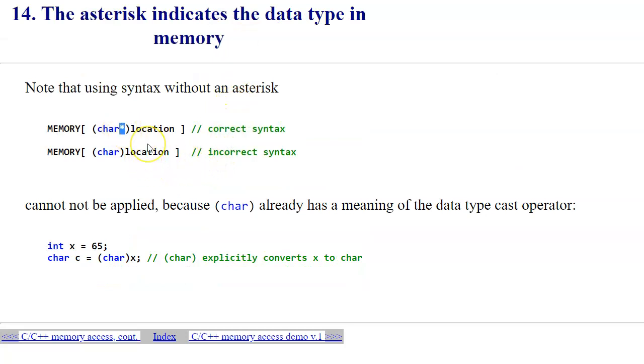So the asterisk right here in our syntax examples indicates the data type in memory, and this syntax could not be applied in a different manner without an asterisk, because that syntax would just not accomplish anything, because this already has a different meaning as a typecast operator. So anyway, we must use an asterisk to tell the compiler that the location that we're trying to use is actually an address of this type of object in memory.